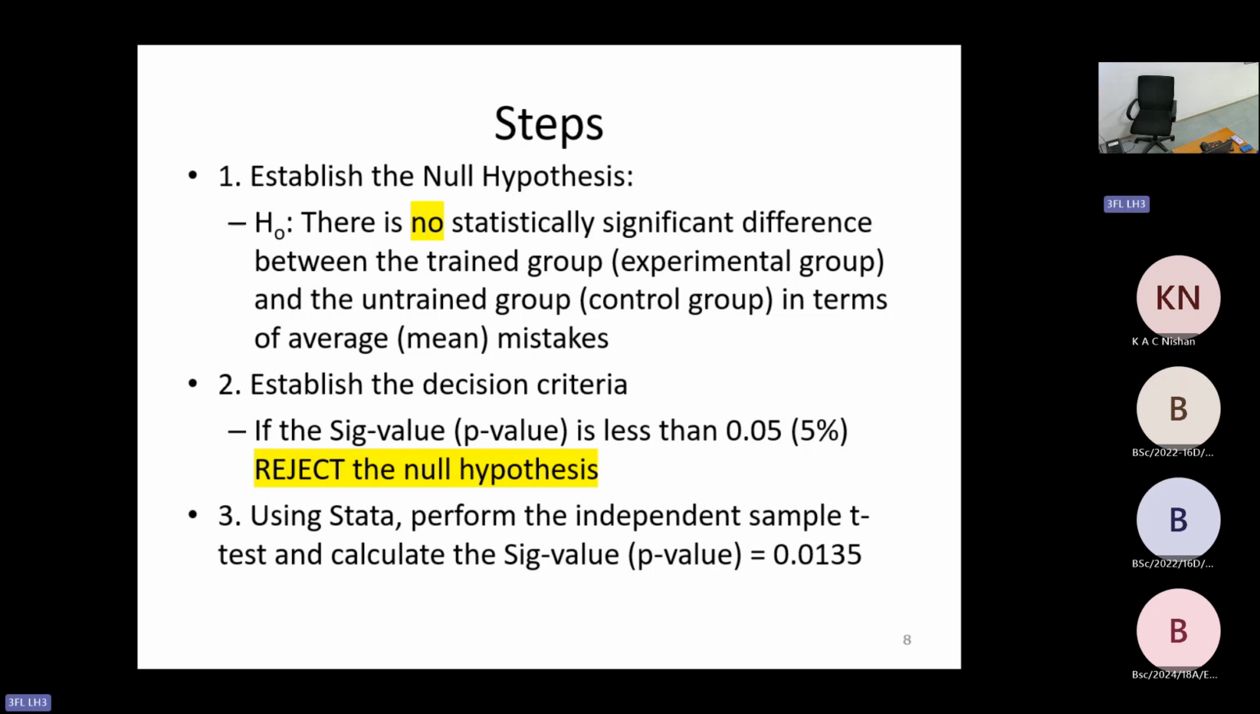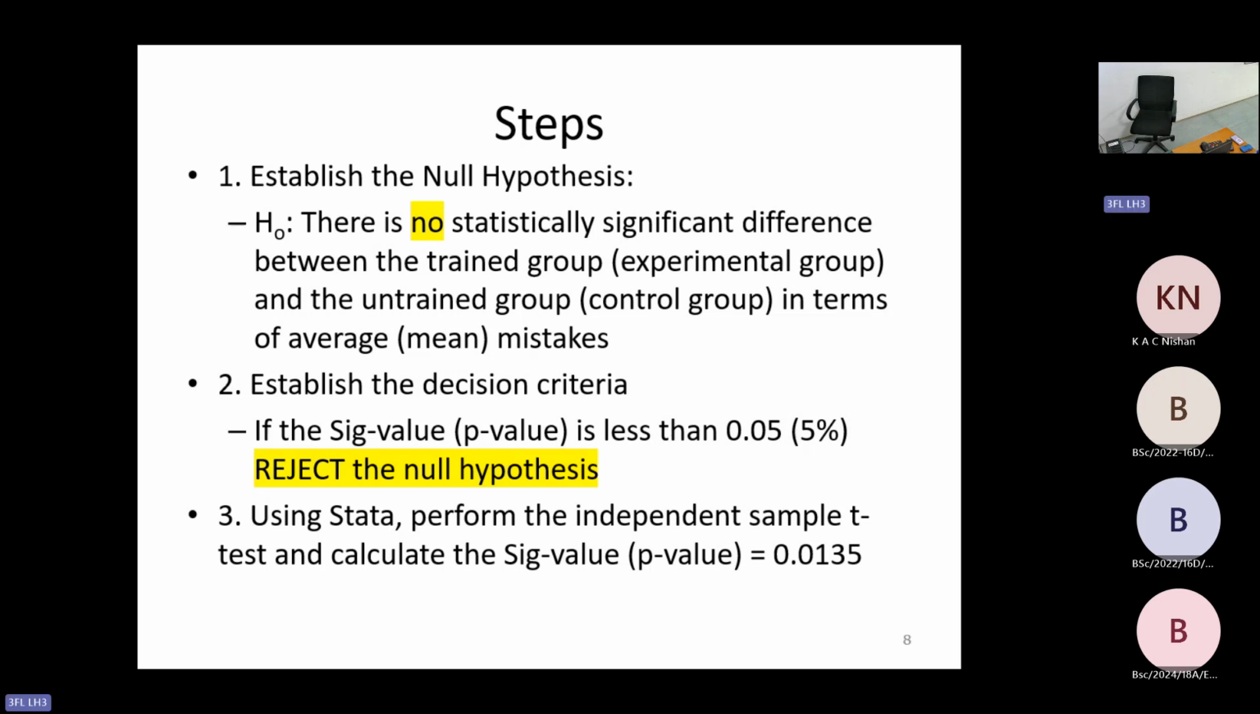You say something, no, so null. Null hypothesis means there is no difference. As a scientist, you should not take sides. You should say that there is no impact, no difference. No difference between what? The trained group and the untrained group, the experiment group and the control group. In terms of number of mistakes, there is no difference between the trained and the untrained group. That's what you say.